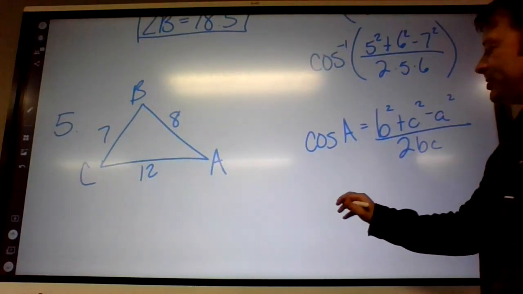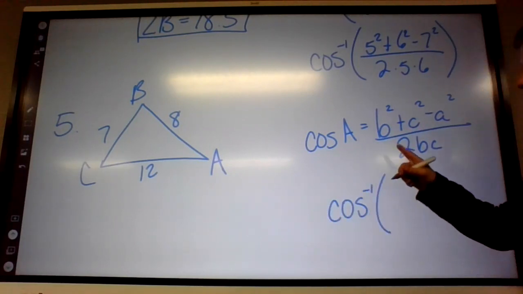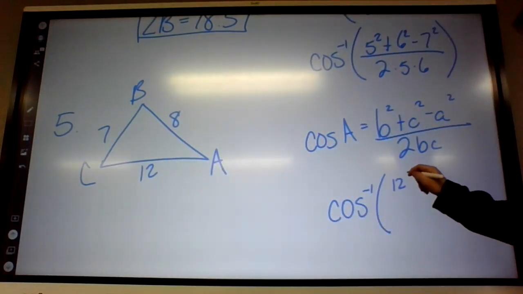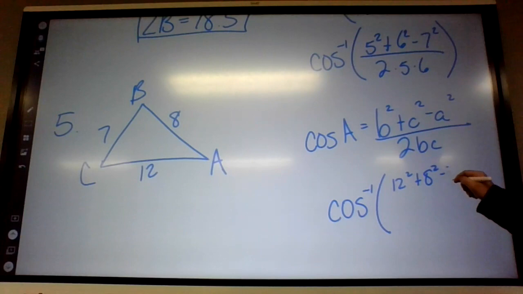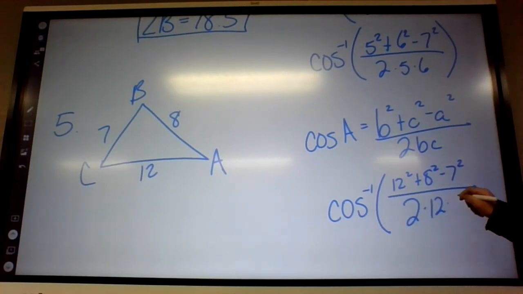Okay, which means what are we going to plug in the calculator? We're going to do cosine inverse of b is 12 and c is 8. So 12 squared plus 8 squared minus 7 squared over 2 times 12 times 8. These always match, like the 12 and the 8.